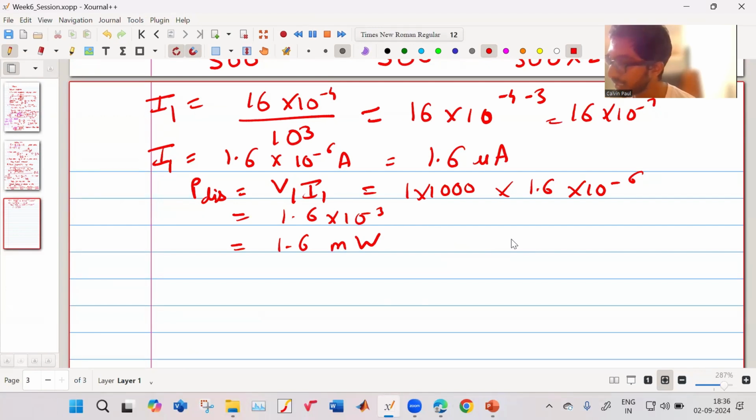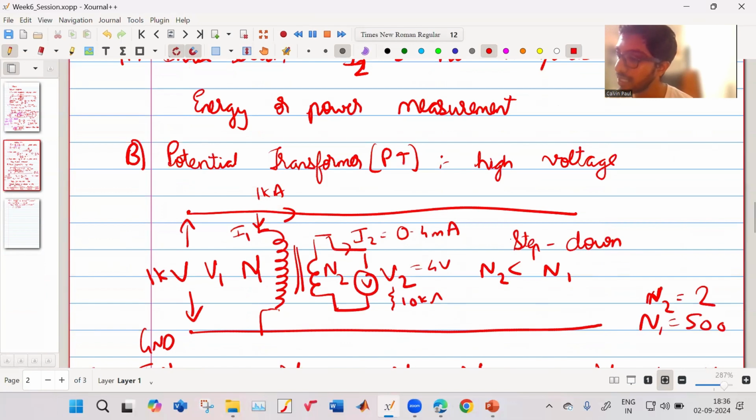So that's how the power dissipated by the potential transformer is very low, and that is why it is used. Now, if you consider that this transmission line is operating at close to unity power factor and most of the current is in phase with the voltage, then the power it is currently transmitting is approximately 1 kV into 1 kilo ampere, so approximately 1 megawatt.